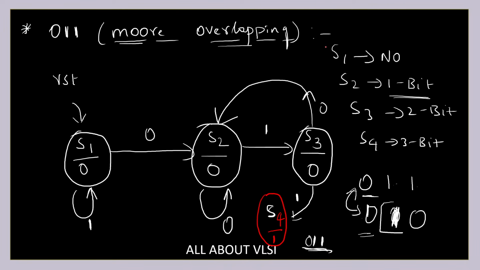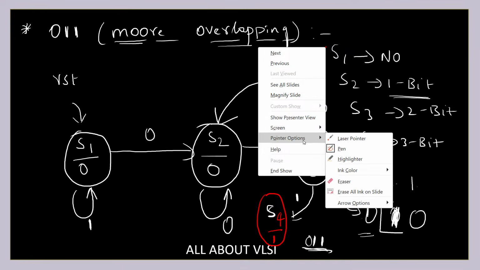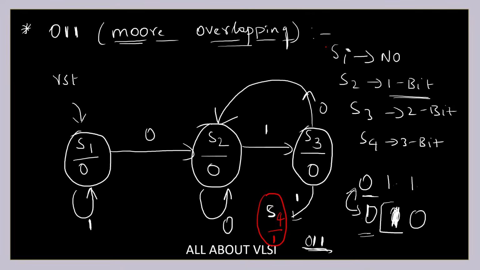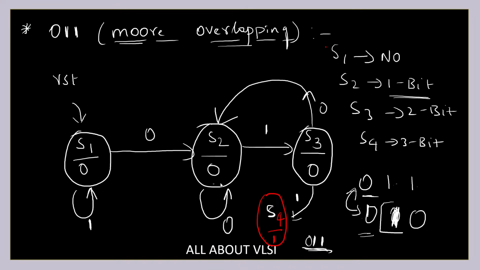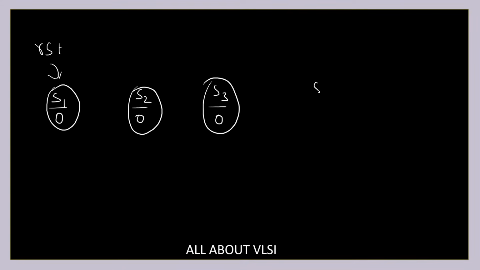Okay, so let me draw it. It's a little bit messy over here. Okay, never mind. So my S4 output will become 1 over here. Now, in my S4 state, I have two possibilities again. Let me draw it quickly. S1 output is equal to 0, S2, S3, and S4. Your output will become 1. And if you got 0, you have entered into S2. And if you got one more 1, you have entered into S3.